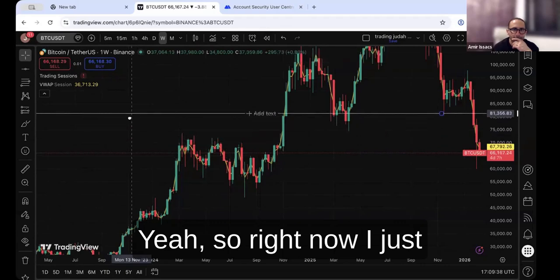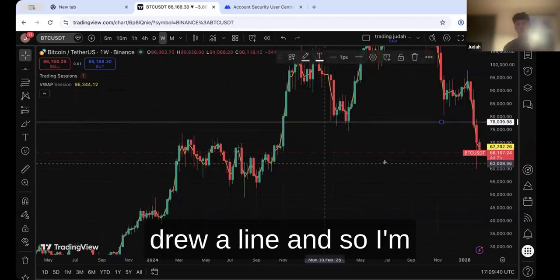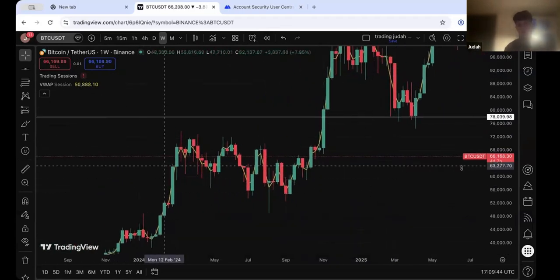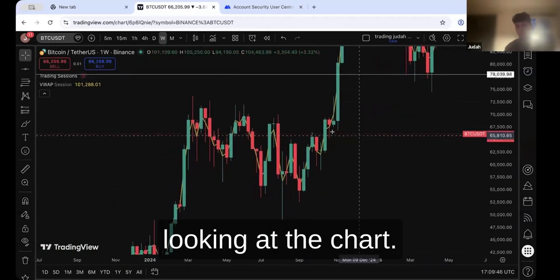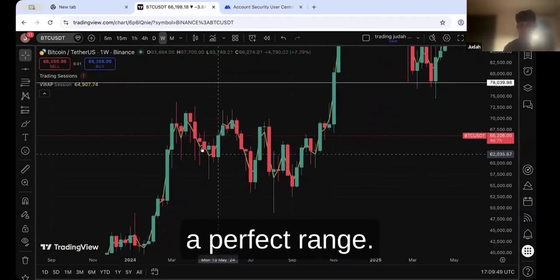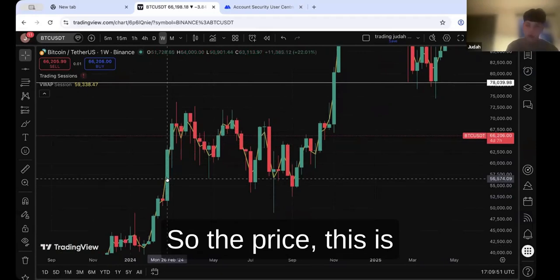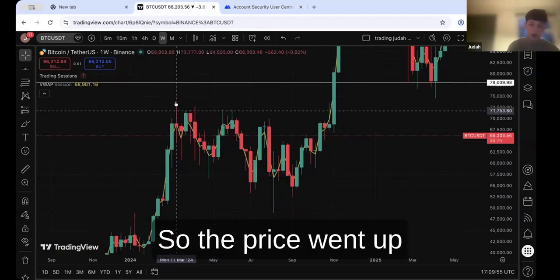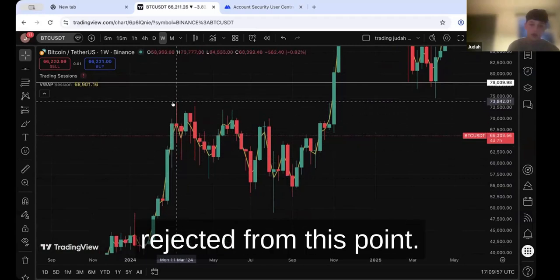So right now I just drew a line, and I'm searching for key points on the chart, what I can see. Usually I start just by looking at the charts. So this is, I think, a perfect range. This is the weekly time frame, so every candle is 1 week. The price went up and all of a sudden it rejected from this point.